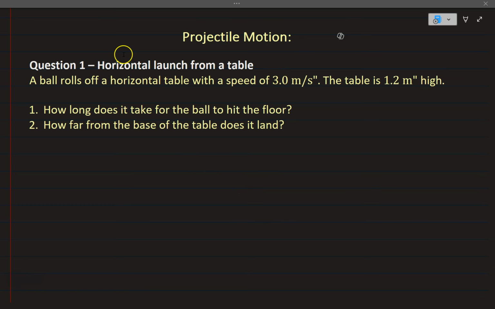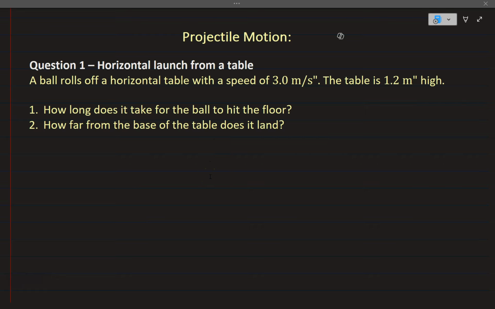Okay, question 1. What we are looking at is a horizontal launch from a table. A ball rolls off a horizontal table with a speed of 3 meters per second. The table is 1.2 meters high. How long does it take for the ball to hit the ground? That's the first question. And the second question is how far from the base of the table does it land?